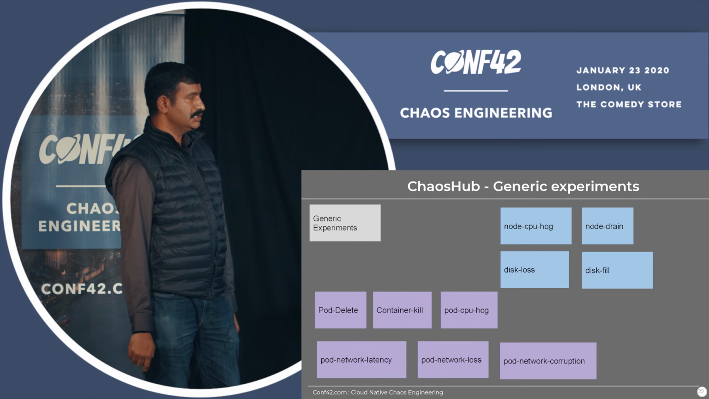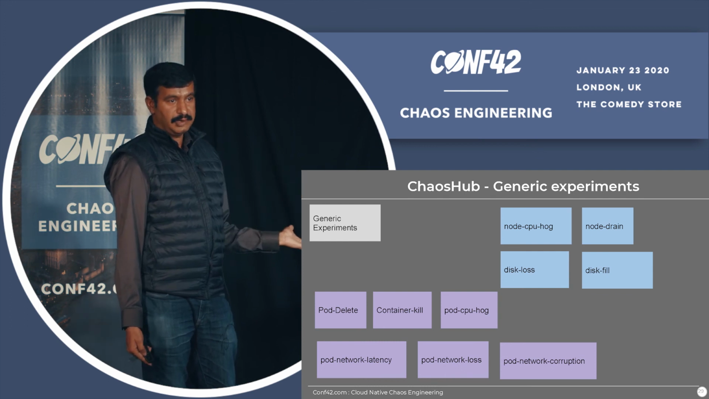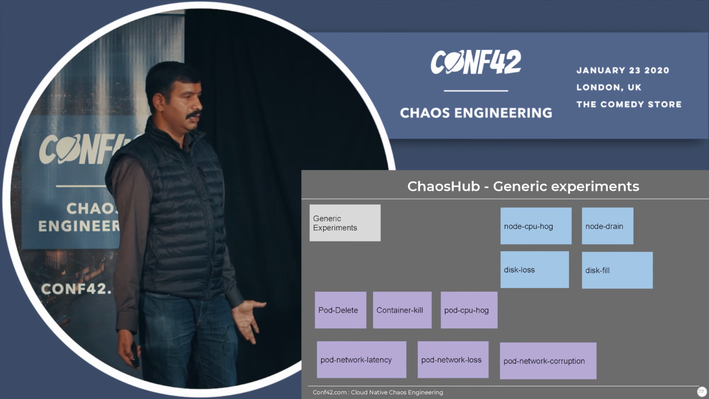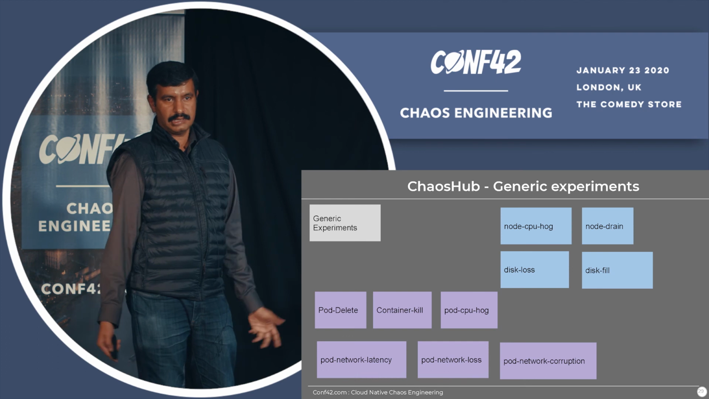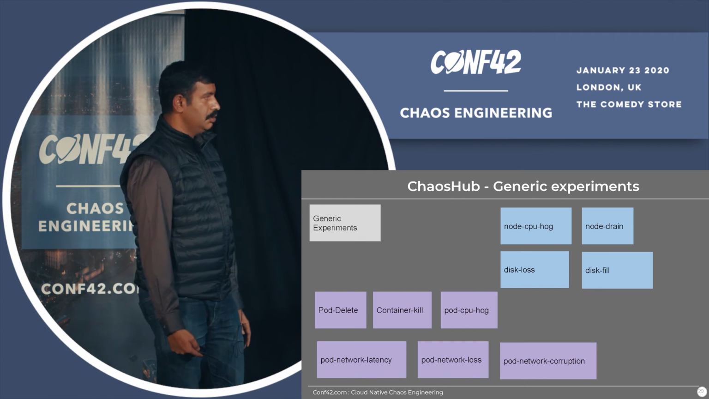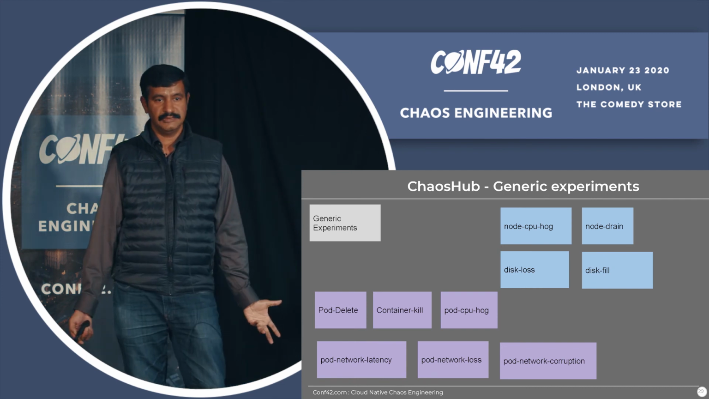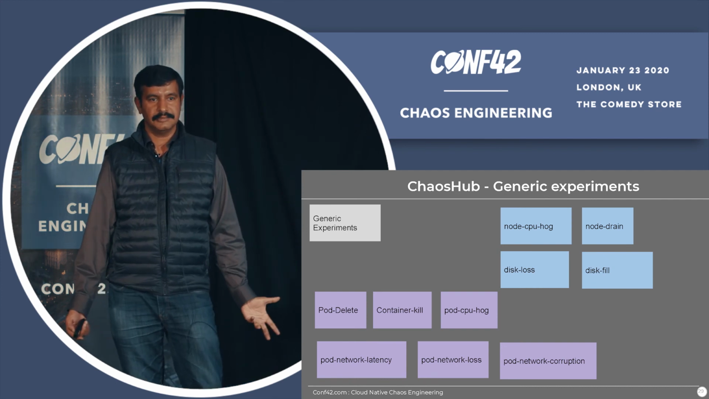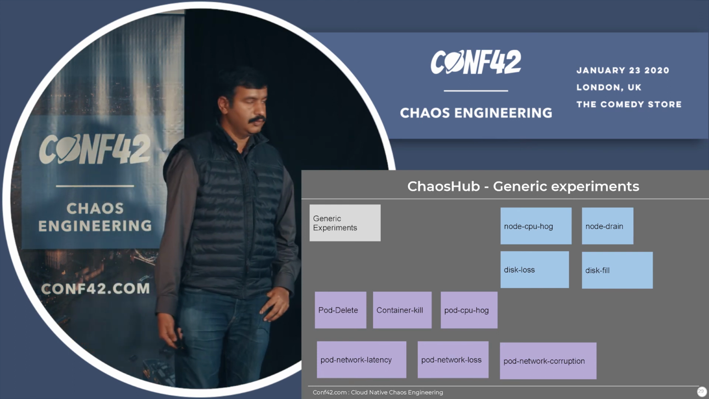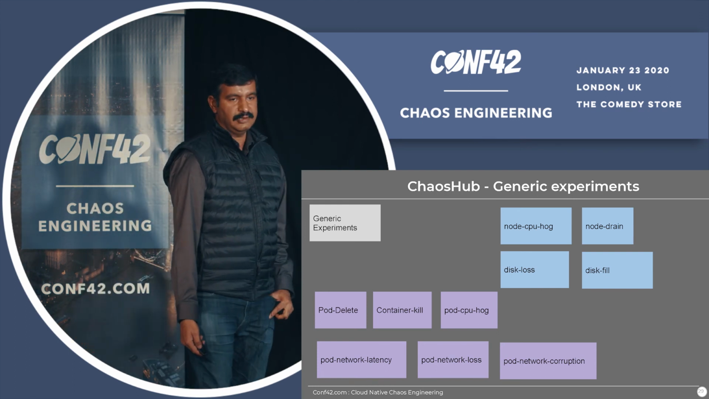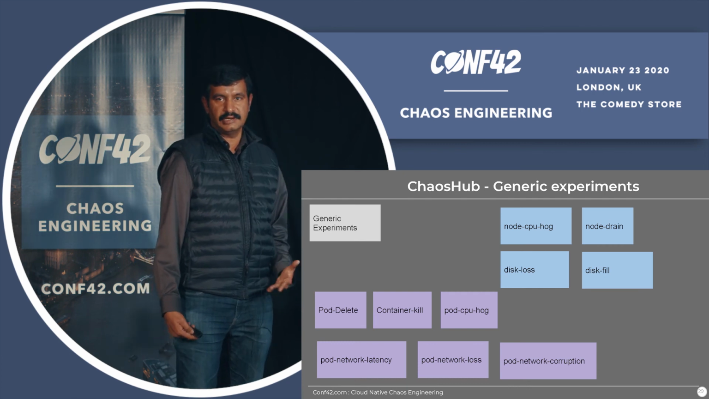Then there is some infrastructure chaos. Of course, these are specific to the cloud providers. For example, how you take down a node on AWS is different from how you take down a node on Google, right? So there are disk losses, which is a very common thing. I suddenly lose a disk. What happens? And then disk fill is one more common thing. So these are the initial set of things that are already there.